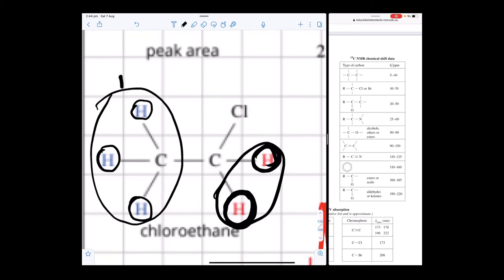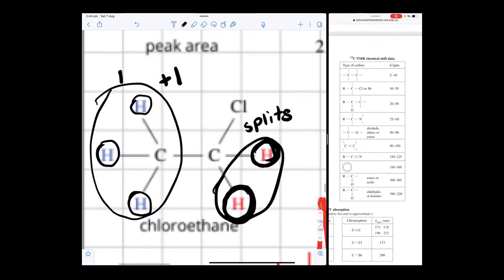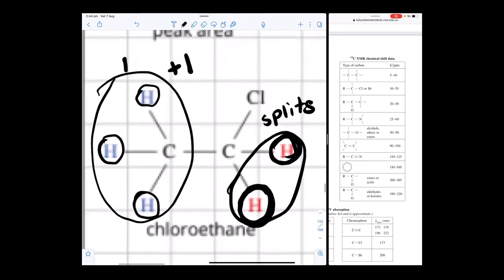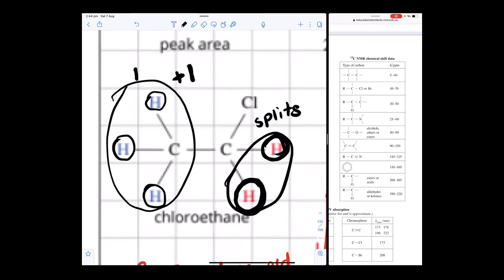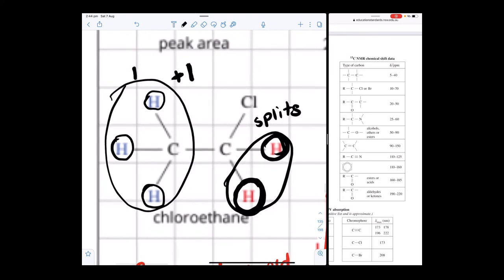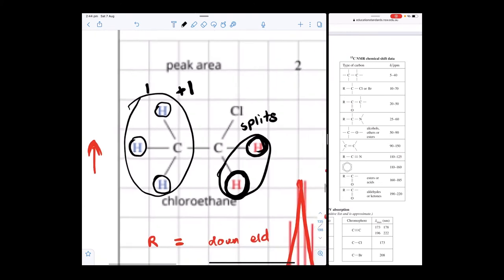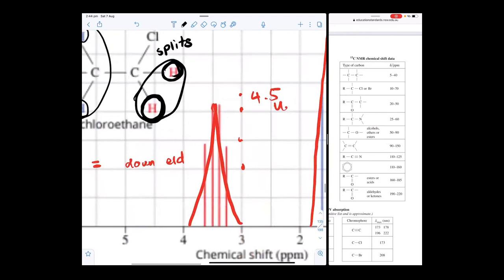What we're going to do then is you're going to add plus one, right? And that's the number of splits you should observe for this hydrogen environment. So let's have a look and see if we met that. So we have three other hydrogens in the adjacent hydrogen environment. We're going to add one. So that means there needs to be four splits, or what we call a quartet signal, for that red hydrogen environment. And what do we see? We see the quartet signal.